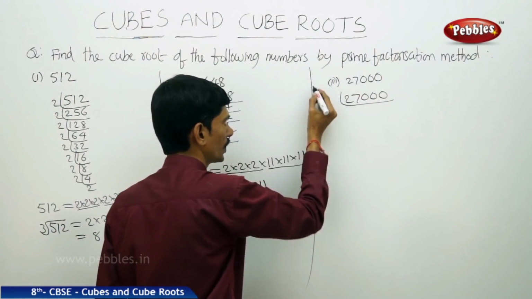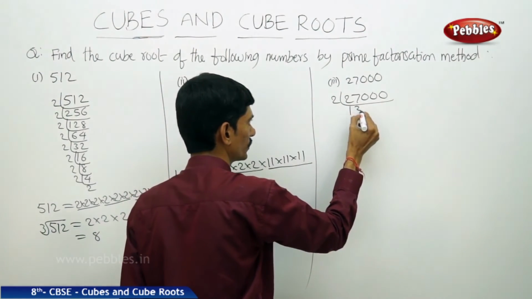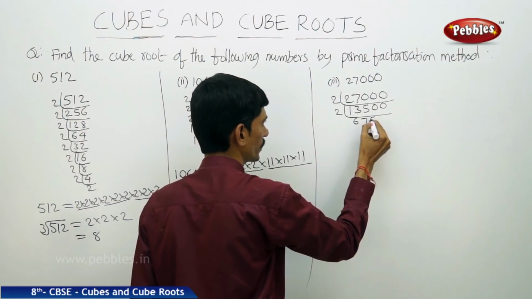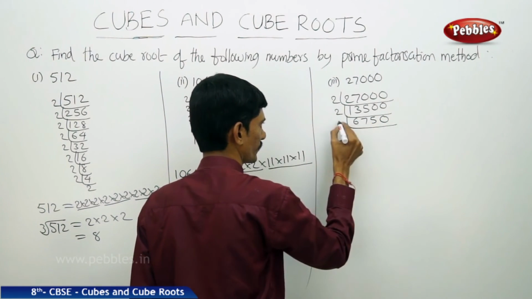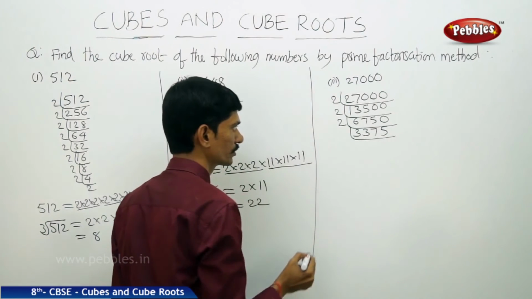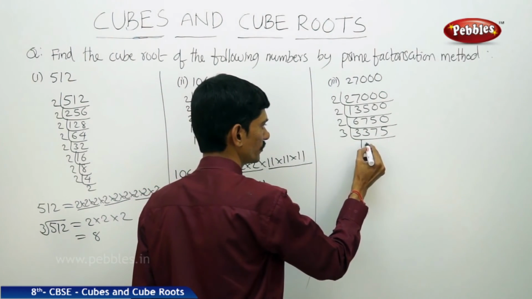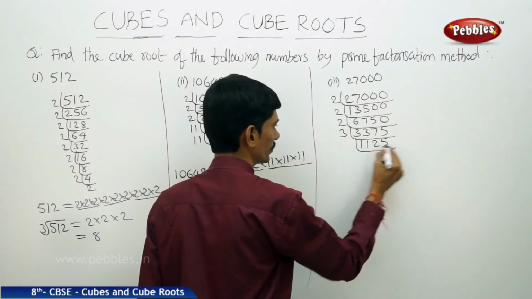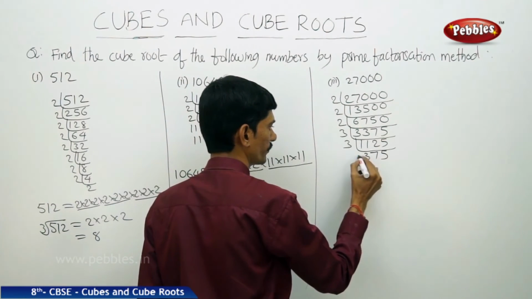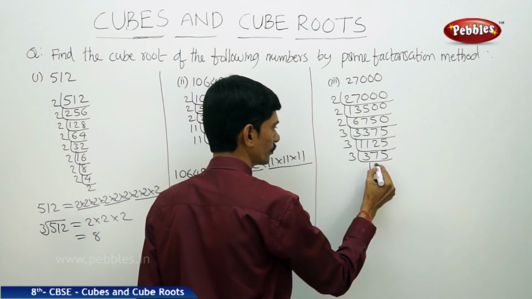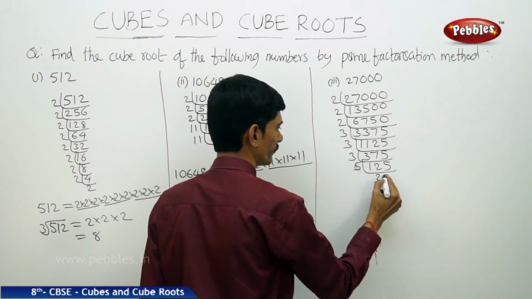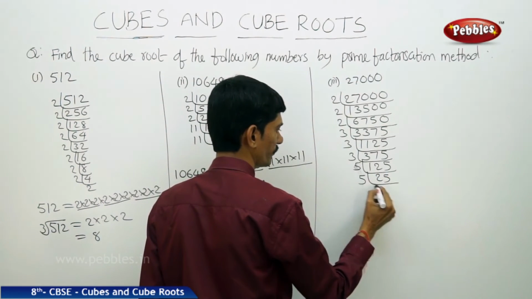So we can take 2 table: 2 1s are 2, 2 3s are 6, 2 5s are 10, 0 0. 2 6s are 12, 2 7s are 14, 2 5s are 10. And 2 3s are 6, 2 7s are 14, 2 5s are 10. Now you can take 3 table: 3 1s are 3, 3 2s are 6, 3 5s are 15. Again 3 table: 3 3s are 9, 3 7s are 21, 3 5s are 15. 3 1s are 3, 3 2s are 6, 3 5s are 15. Now we can take 5 table. So 5 25s are 125 and 5 5s are 25.